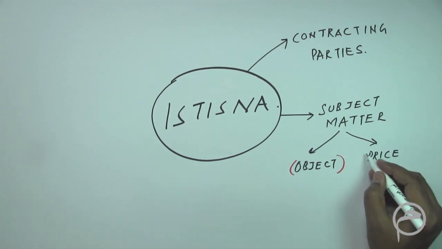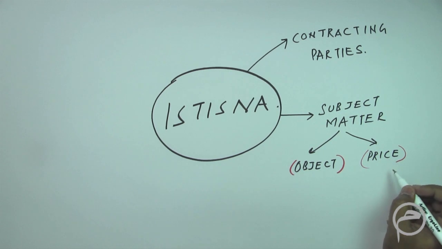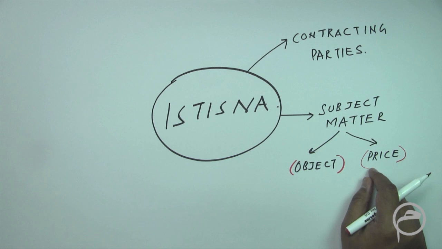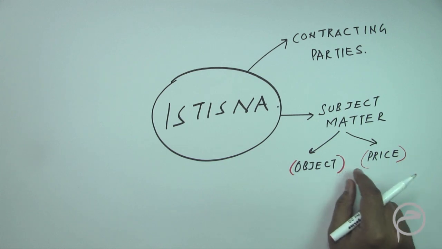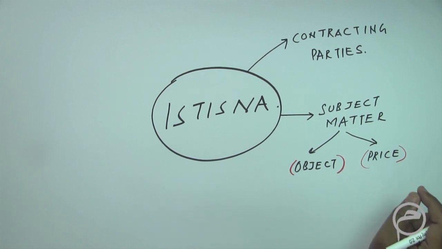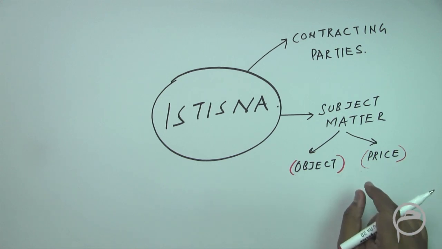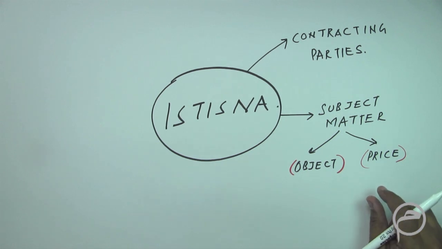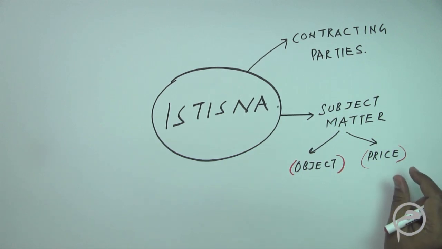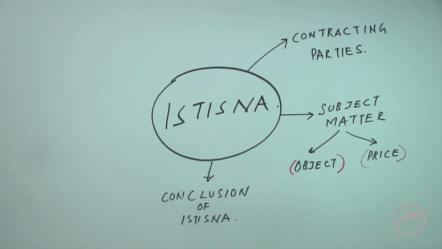Then comes the discussion on price. In Istisna, the price may be deferred or paid in installments according to phases or stages of completion. And when it is paid in installments, generally it is linked to the stages of completion. So at each stage of completion of the manufacturing or construction, that Istisna amount is given by the purchaser to the seller.